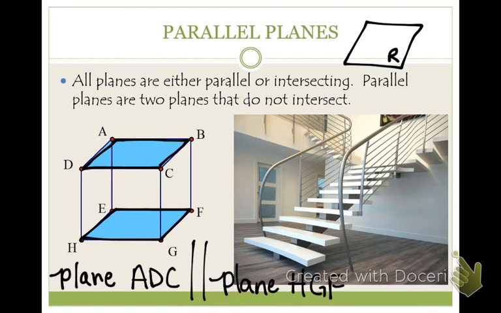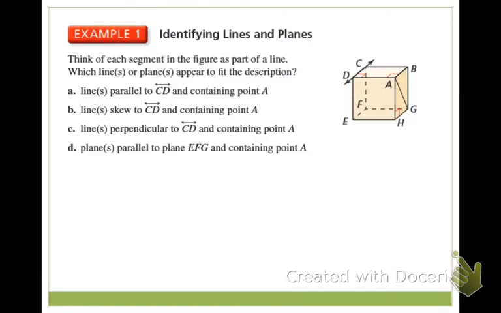Questions, comments, concerns? Okay. We are doing the last question. This is what the assignment looks like. It says, think of each segment in the figure as part of a line. So remember that lines never end. They continue infinitely. So they kind of drew one of them like that, but you want to envision that. The only reason it says it is when you name each of these lines, we're naming a line with arrows. Okay, so keep that in mind.